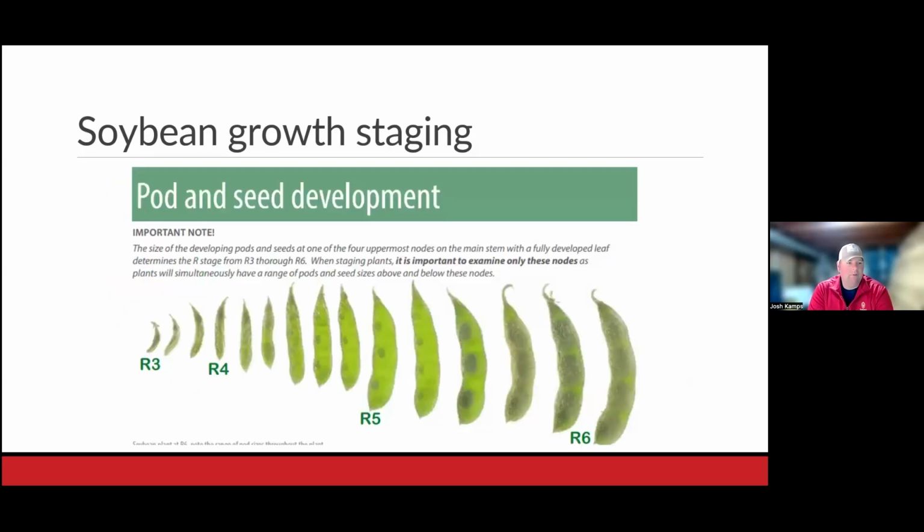Just a picture I thought was interesting, looking at that development of the seed pod through more of those later stages, R3 through R6.